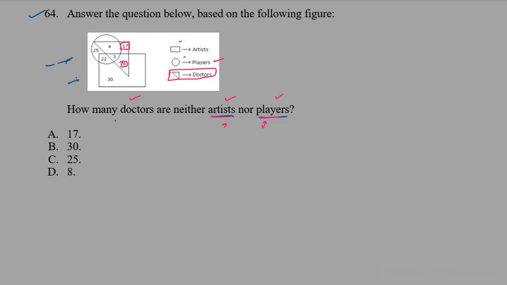Then we are left with 8 and 17. 8 belongs to the triangle as well as the rectangle, which means 8 people are doctors but also artists, so we will not consider 8. But 17 belongs only to the triangle, and not to the circle or the rectangle, which means they are only doctors, neither artists nor players. So 17 is the correct answer to this question, which is option A.